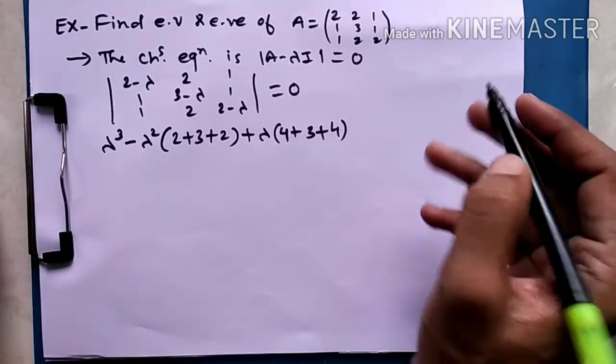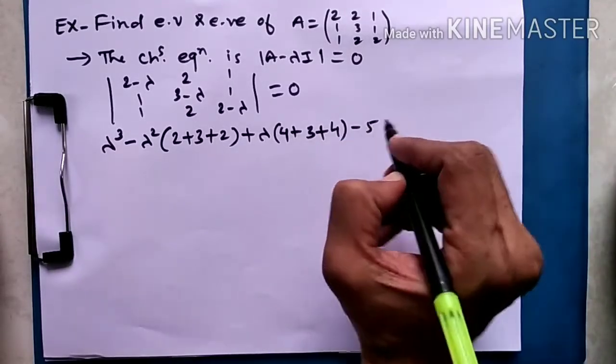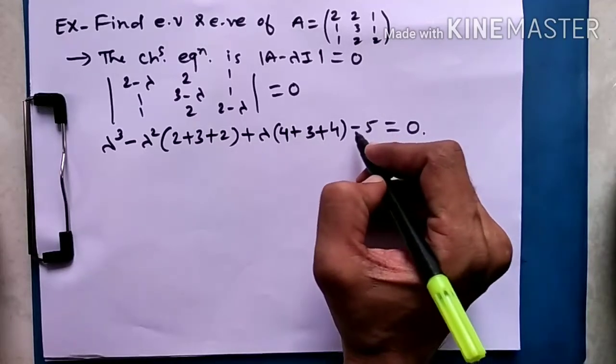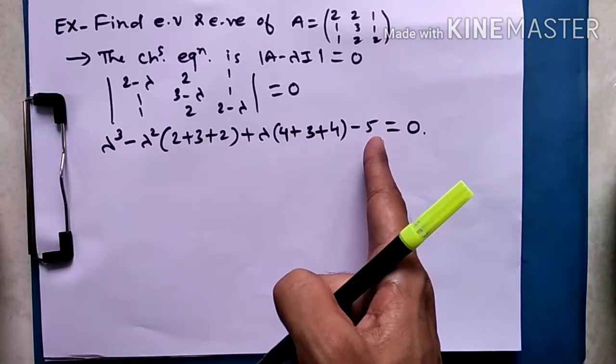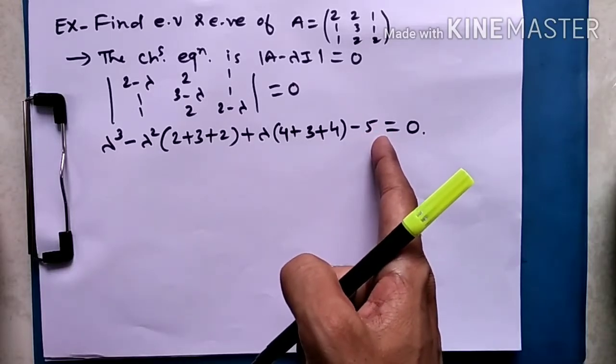And now use calci to find the determinant of this matrix. You should get the answer 5, and in the formula the sign is minus, so minus 5. Okay. So use calci to find the determinant. Your answer should be 5.